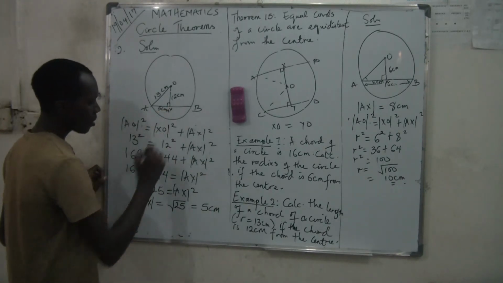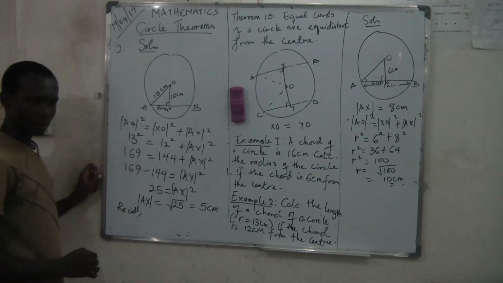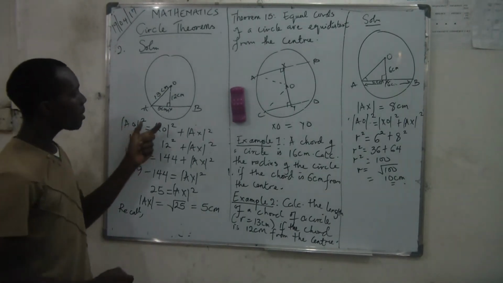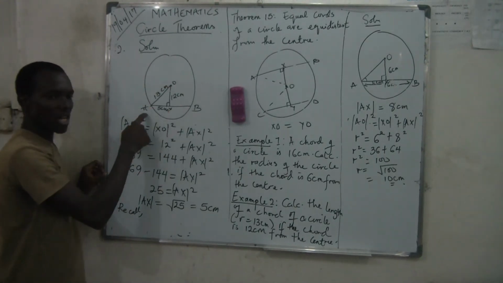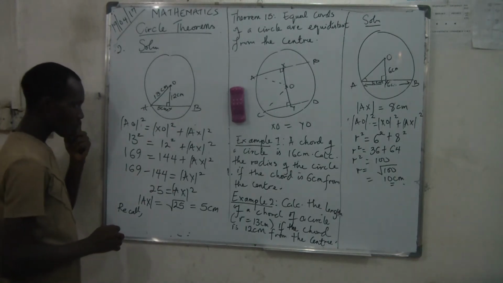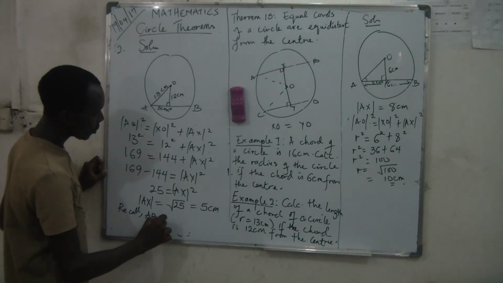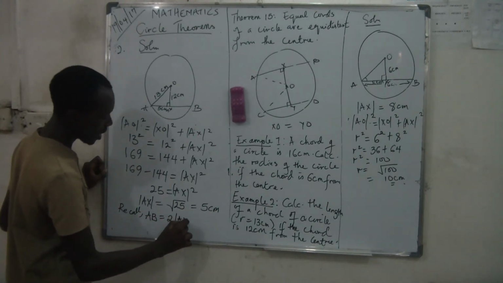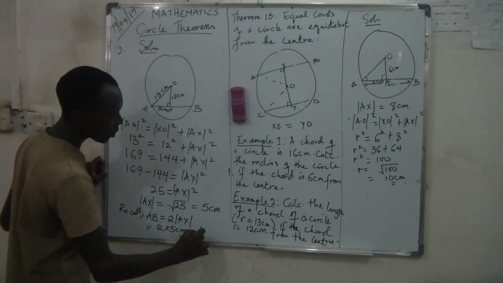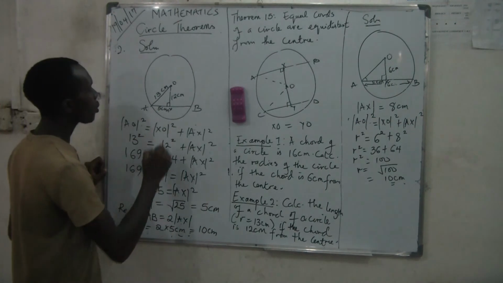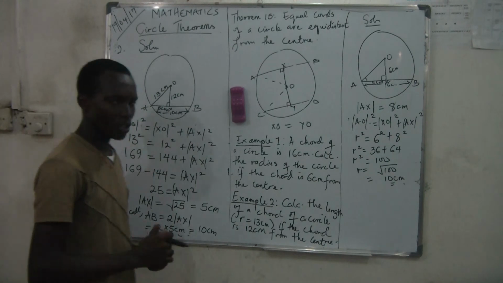5 centimeters. But recall, we can remember that this line OX bisects AB. So we can therefore say that AB is equal to 2 times AX, which is 2 times 5 centimeters. And that will give us 10 centimeters. So the whole length of the chord is 10 centimeters from our calculation.